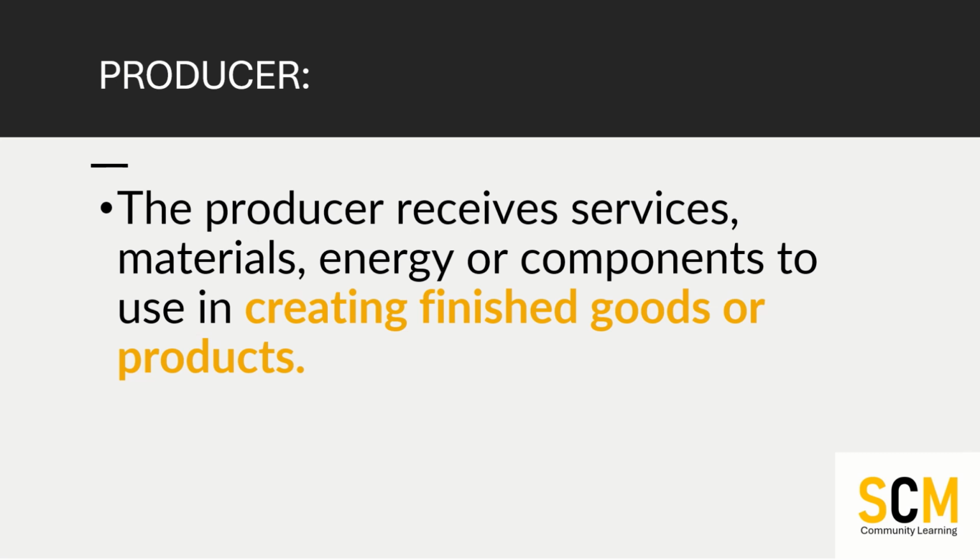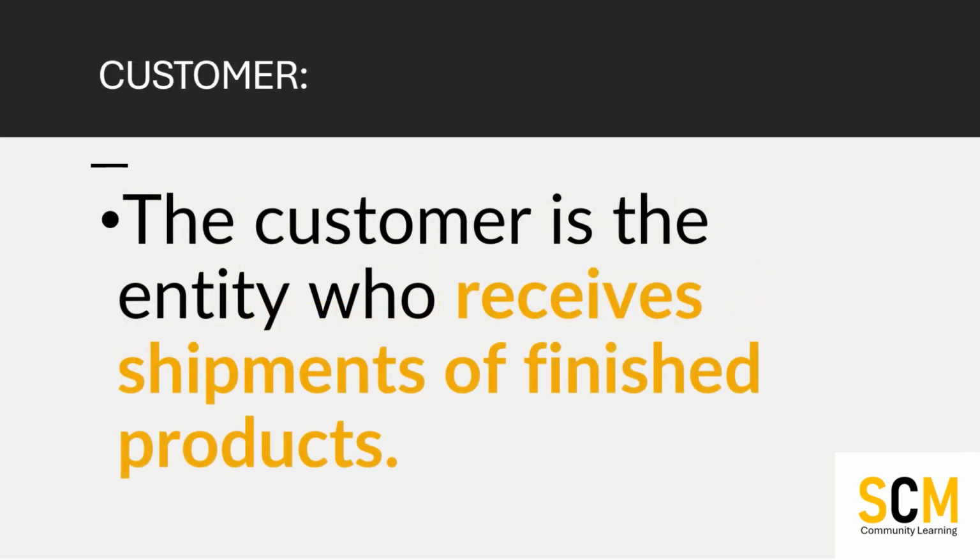The next entity is the producer. The producer receives services, materials, energy, or components to use in creating finished goods or products. Those are the manufacturing companies we always see in the market. The last entity and the most important entity on the supply chain is the customer. The customer is the entity who receives shipments of finished products.